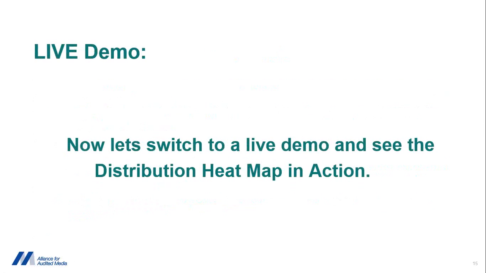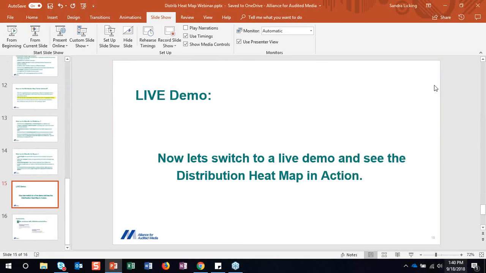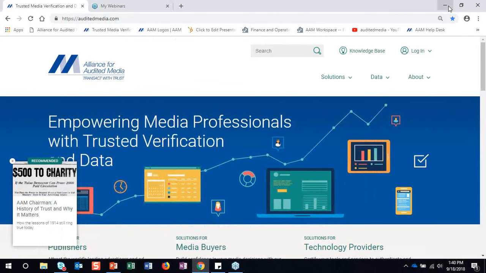So now that I've given you some basic background information about the distribution heat map and the zip code reporting, let's take a look at a live demo. So I'm going to escape out of my PowerPoint. And now I'm on AAM's website. So to go into AAM's website, you want auditedmedia.com.